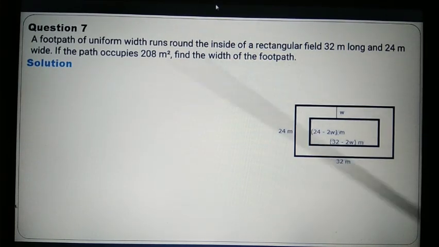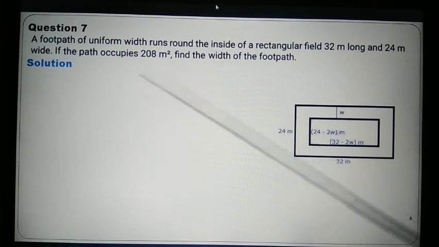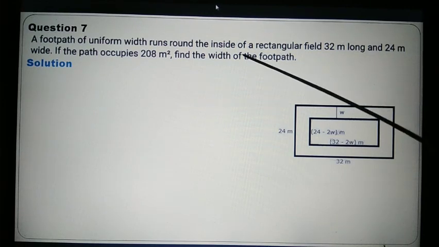So the question says, from here to here, this is the length of the rectangular part, so its length is 32 meter. And 24 meter is the breadth, that is this one. So the breadth is given to be 24 meter and the length is given to be 32 meter for the park. Now the area of the path is given to be 208 meter square, so only this part is 208 meter square, right? So you need to find the width of the footpath, that means you need to find W.